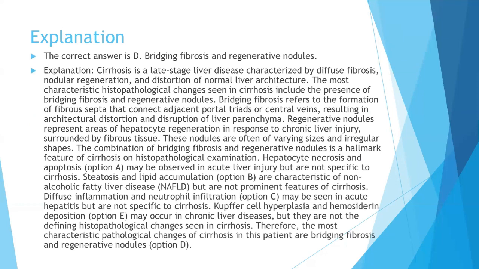Cirrhosis is the late stage of liver disease characterized by diffuse fibrosis, nodular regeneration, and distortion of normal liver architecture. The most characteristic histopathological changes seen in cirrhosis include the presence of bridging fibrosis and regenerative nodules. Bridging fibrosis refers to the formation of fibrous septa that connect adjacent portal triads or central veins, resulting in architectural disruption of the liver parenchyma.